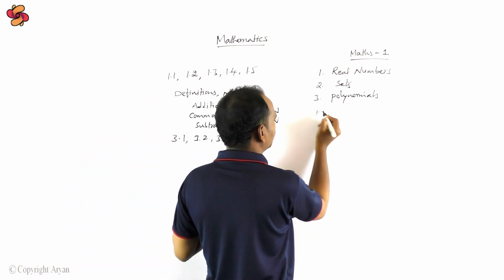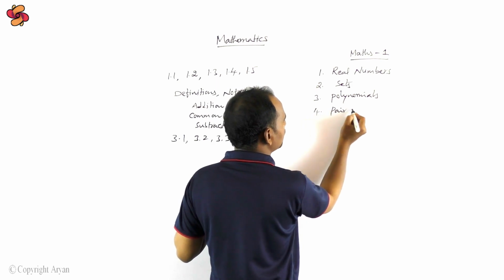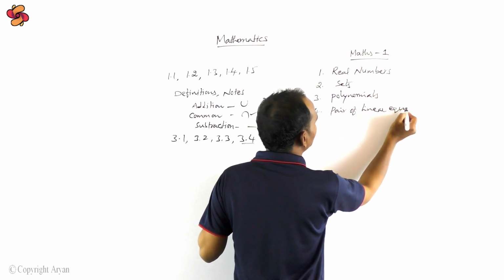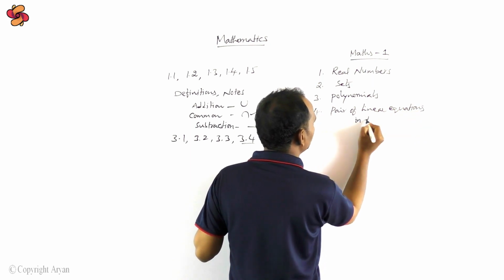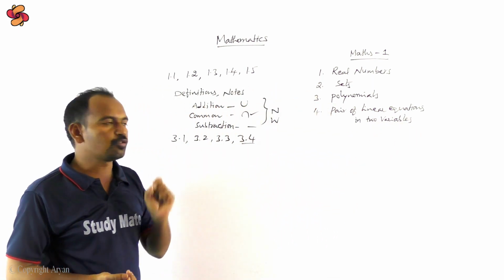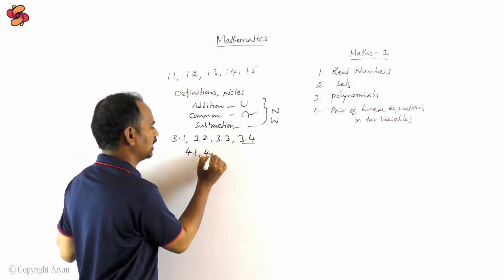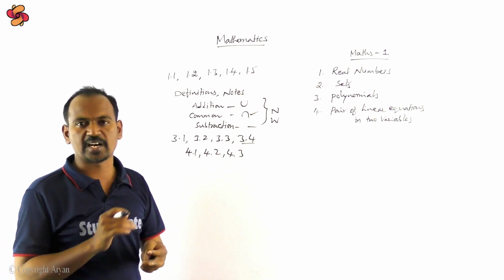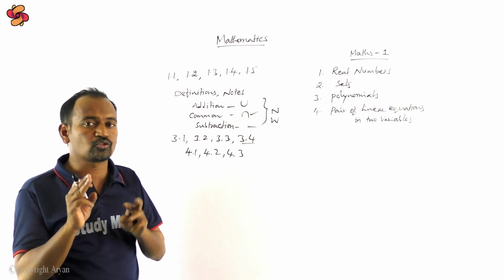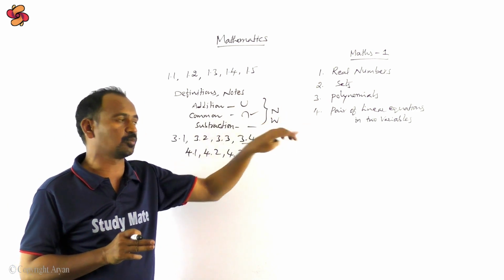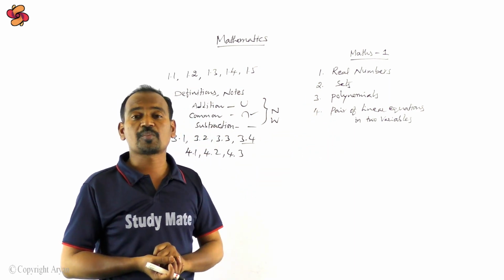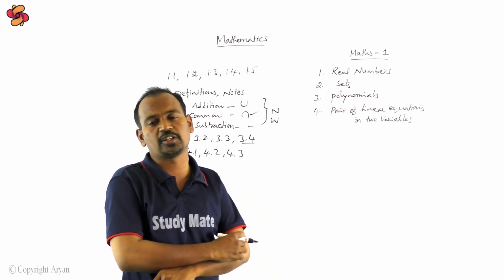Coming to the 4th one, pair of linear equations in 2 variables. So this is also very important, like the polynomials chapter. Here we get 3 exercises, only 3, but very important: 4.1, 4.2, 4.3. In 4.1, we actually have 3 methods to solve a pair of linear equations in 2 variables. This chapter we can also call simultaneous equations or system of linear equations.